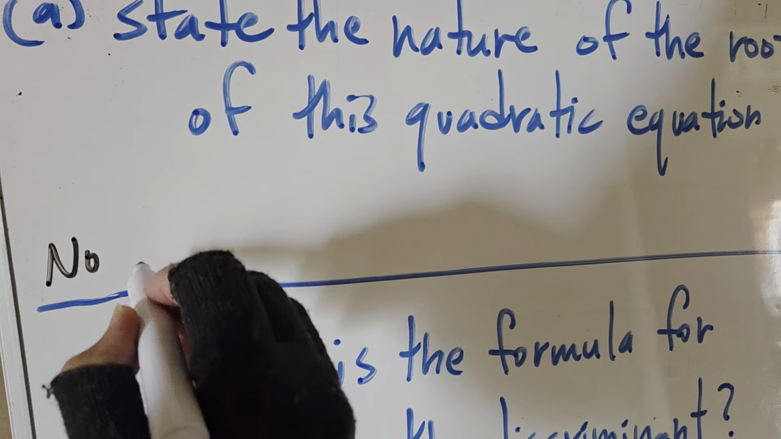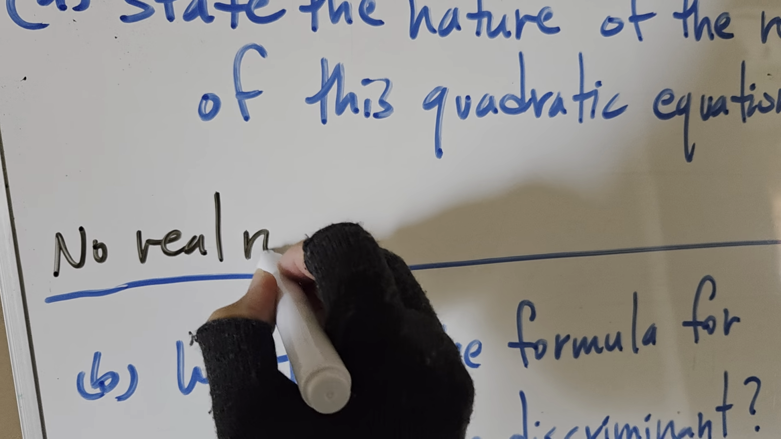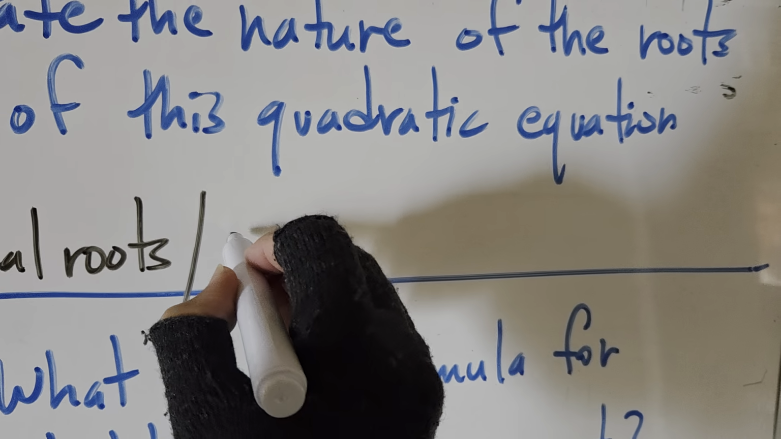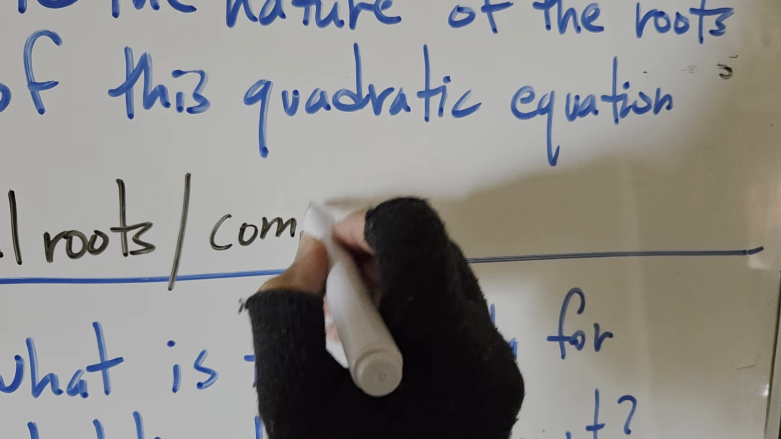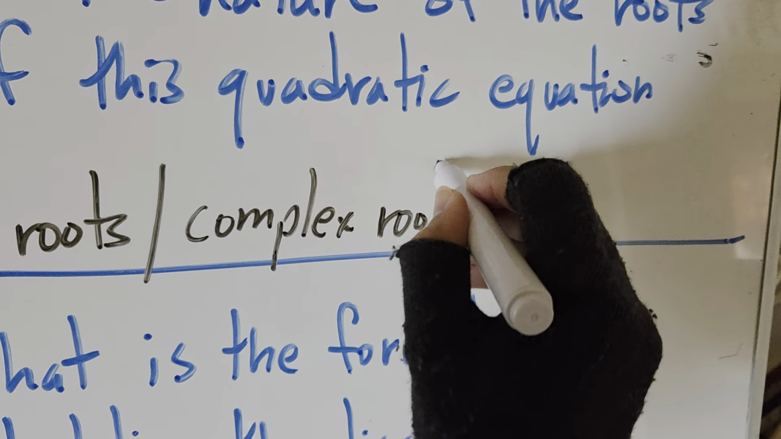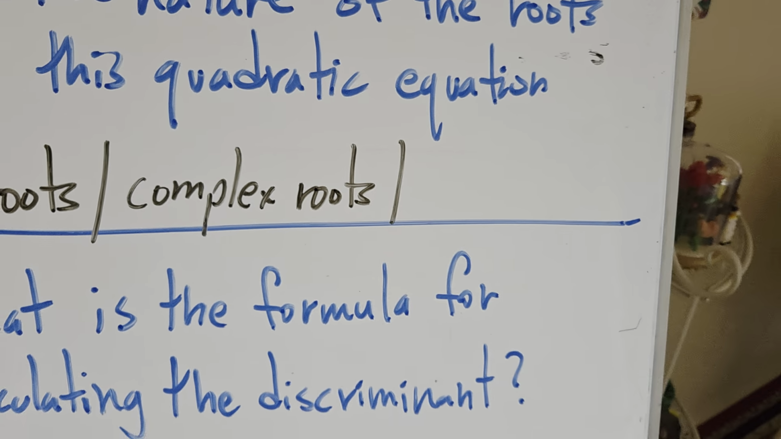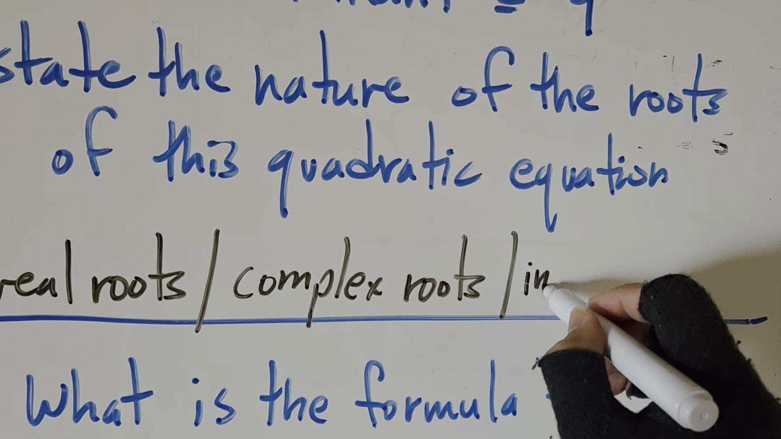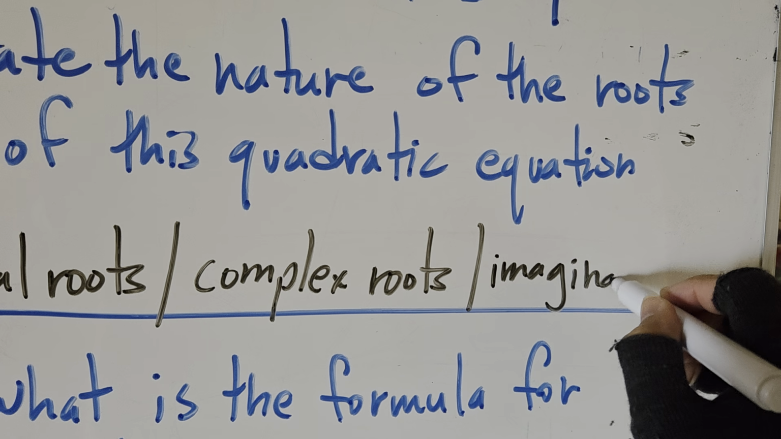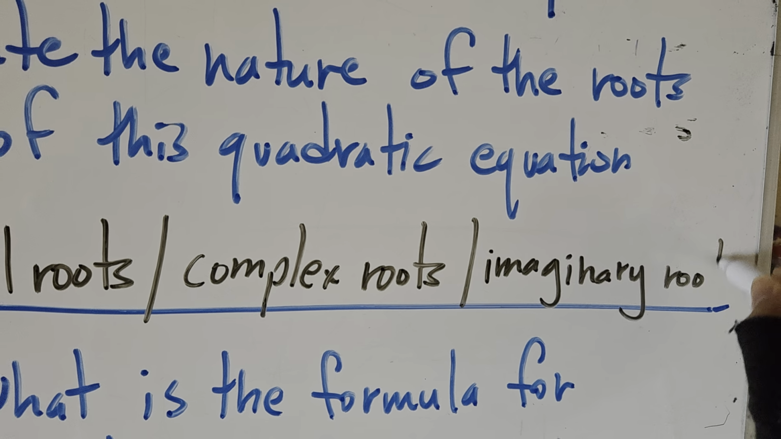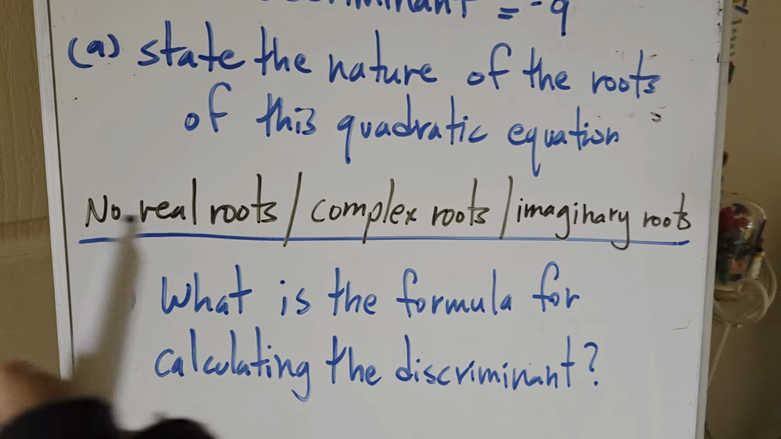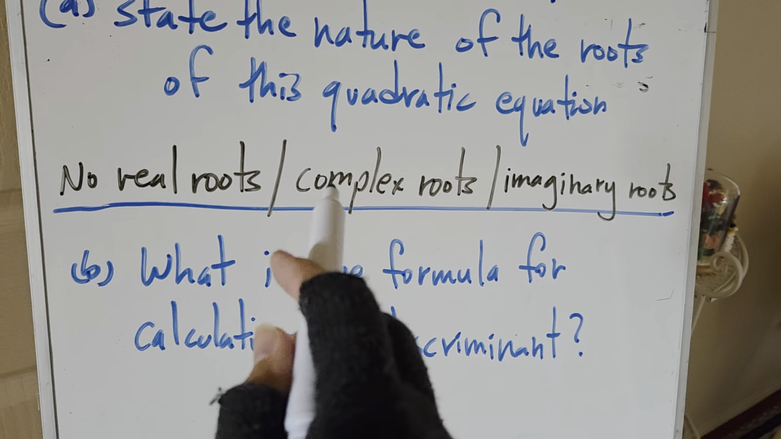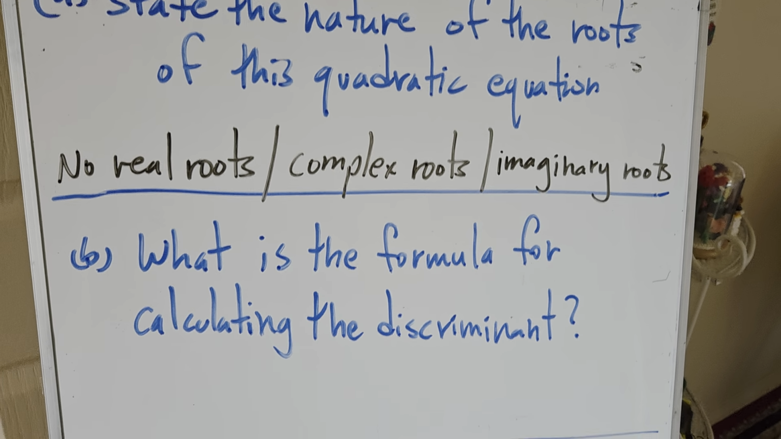So you can write no real roots, or you can write complex roots, or you can write down imaginary roots. You don't have to write all three of them, just one of them is good. So either no real roots, complex roots, or imaginary roots.